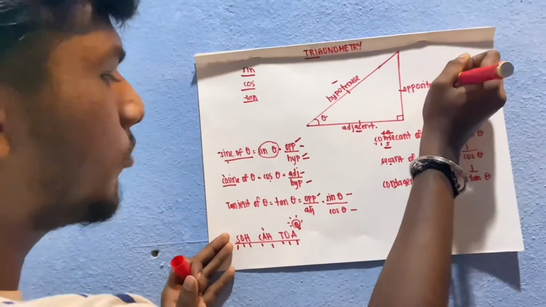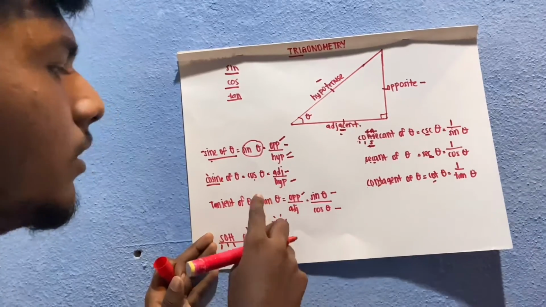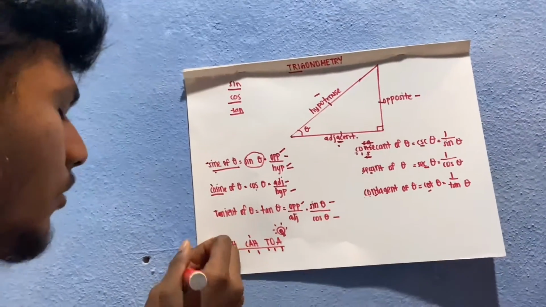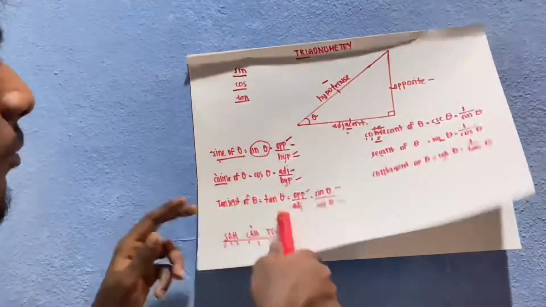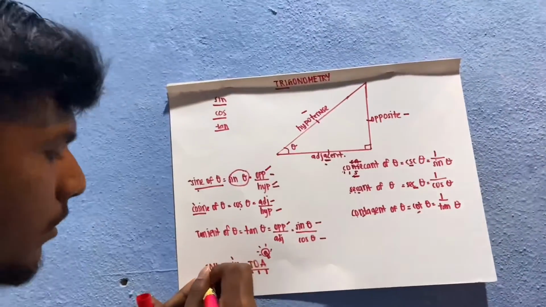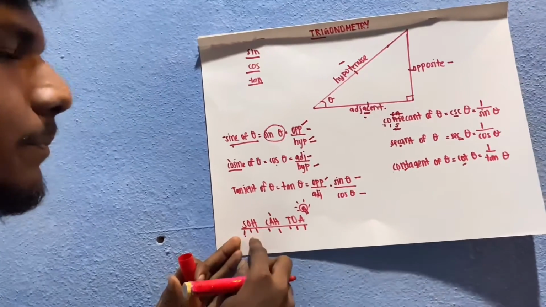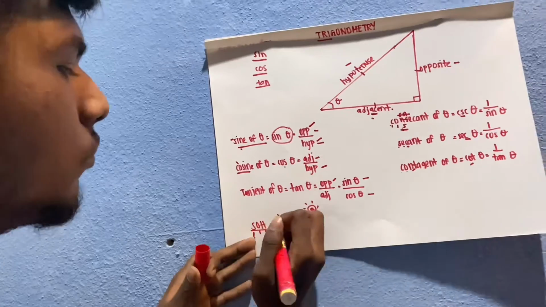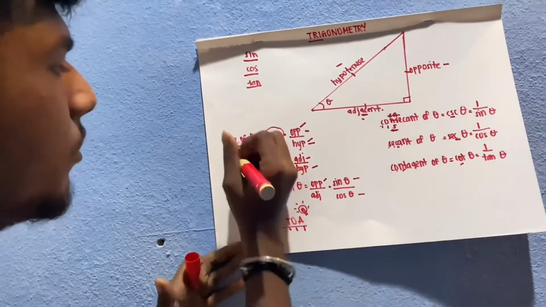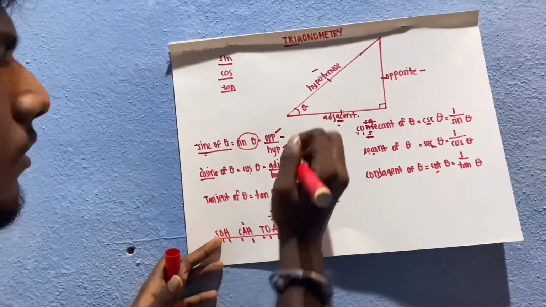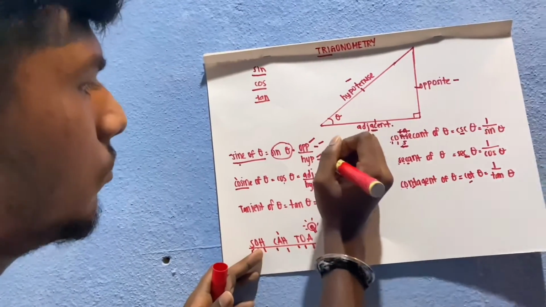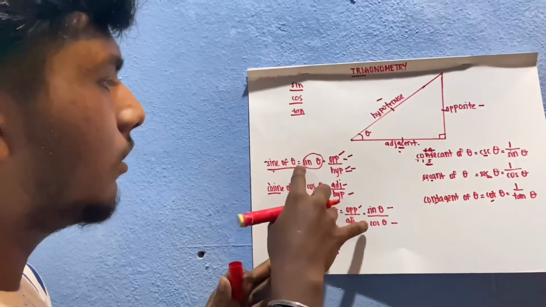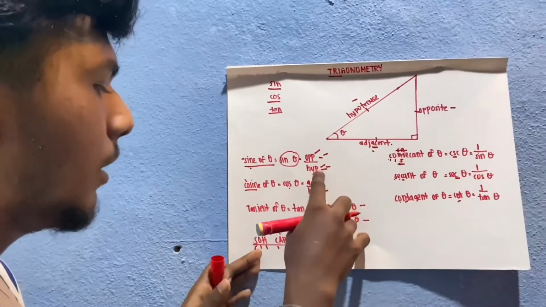We take the opposite and the adjacent to find tan theta, which is also equal to sin theta over cos theta. If students cannot memorize all these formulas, we have a tip for students, that is SOH CAH TOA. SOH means S represents sin, O represents opposite and H represents hypotenuse. So we find that sin theta equals opposite over hypotenuse.